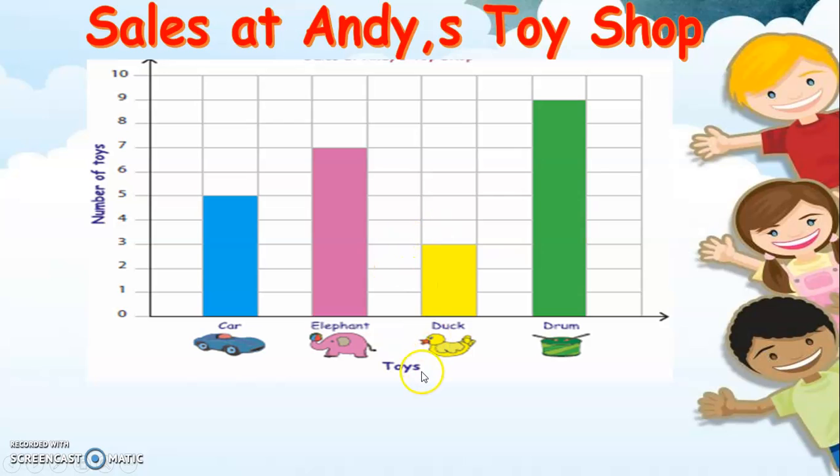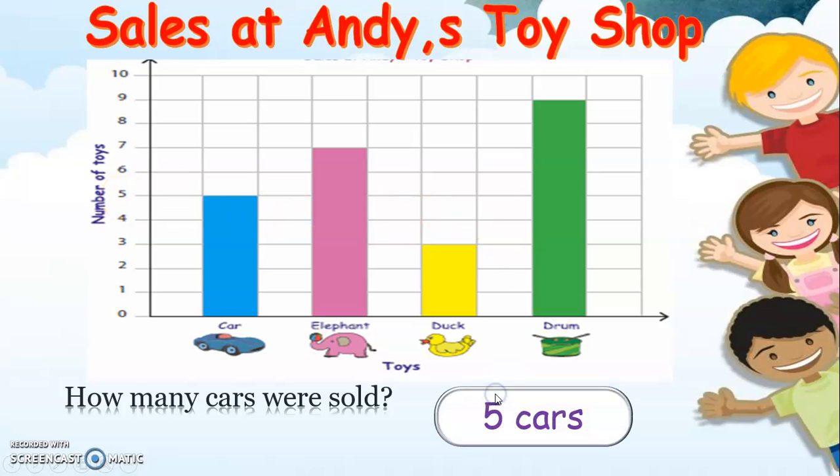Let us have the first question. How many cars were sold? Using the bar graph, let us answer the question. So, this is the car, and the bar of the car stops at number 5. So, we can say that there were 5 cars sold.